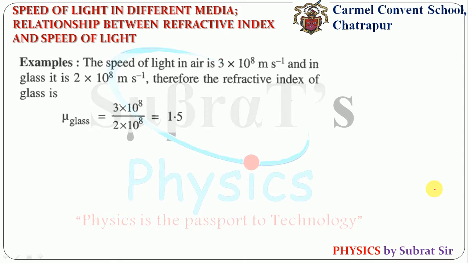One example we can take: the speed of light in air is 3 into 10 to the power 8 meter per second, and in glass it is 2 into 10 to the power 8 meter per second. So the refractive index of glass we can find like this: mu glass is equal to the speed of light in air divided by the speed of light in glass. It gives you 1.5, and we know that the refractive index is the ratio of similar quantities. That's why it does not have any unit, so no unit.